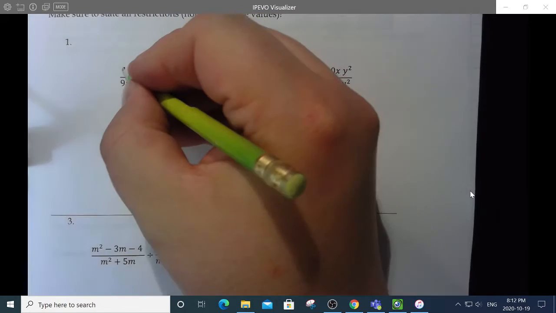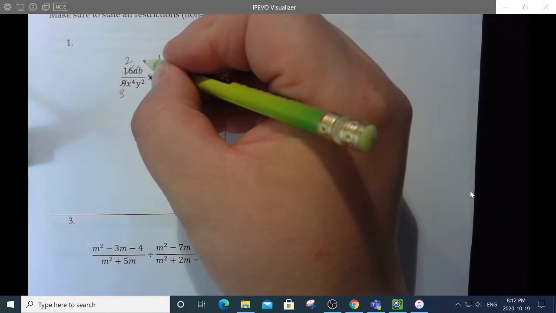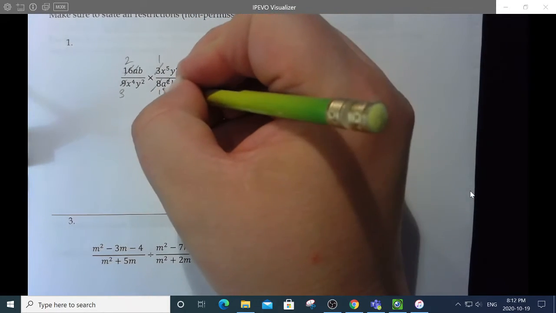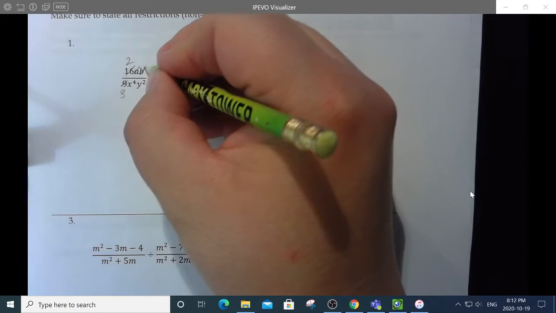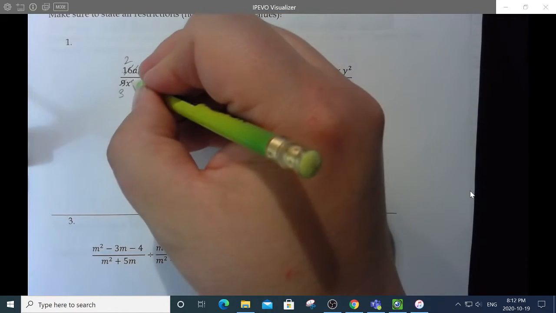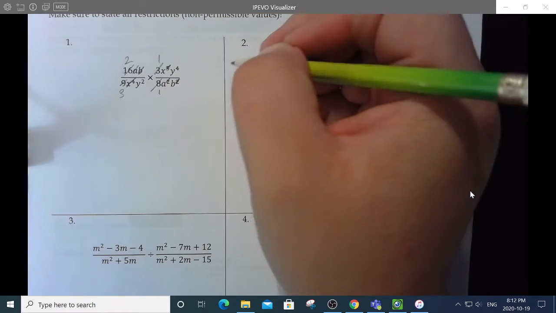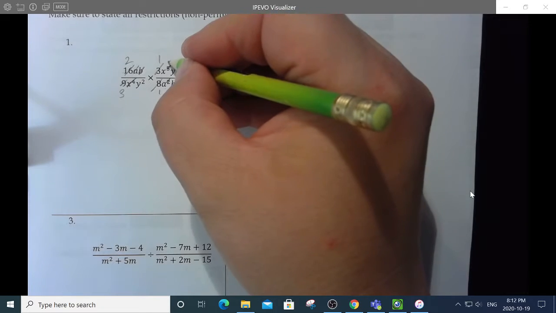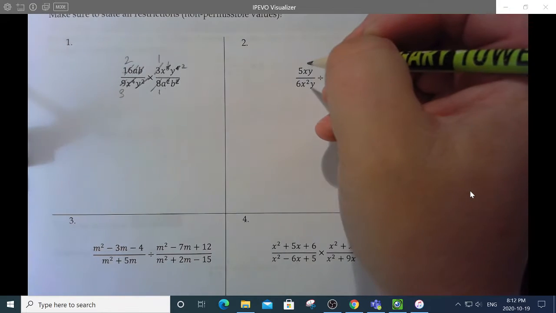Well, 16 and 8 share a factor of 8. So that's a 1 and a 2. 3 goes into itself once, into 9 3 times. A goes into a squared, so I'm just going to cancel the squared because it does leave an a to the 1 down here. Let's do the b now. B goes into b squared, so again, I'll cancel the squared. So it's just a b. X to the 4 goes into x to the 5 and leaves x to the 1, so again, I'll just cancel the exponent. And y squared goes into y to the 4, but it leaves an exponent of 2.